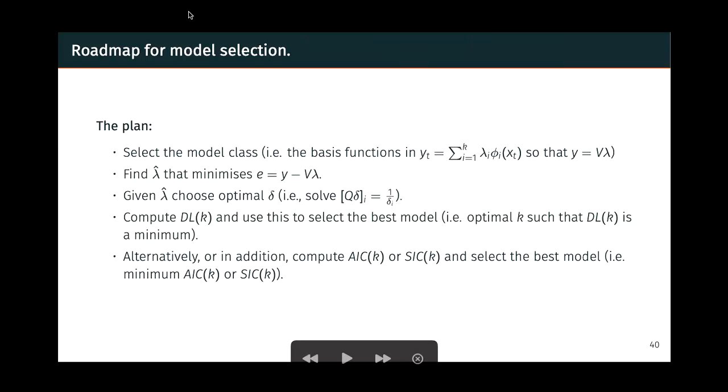That requires you to compute Q. Q is just V transpose V. So you've got your deltas. That gives me the description length for the model of size k. Rinse and repeat for different size k's. Find the size k that serves me best. The end. Simple.